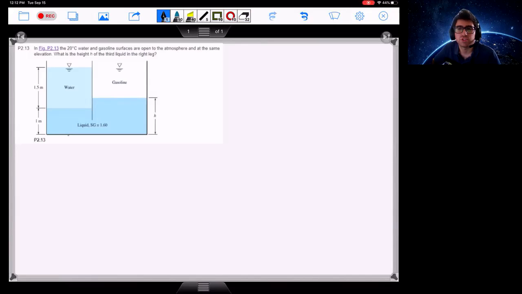So how would you approach this problem? Just don't solve it yet. Just tell me how you would approach it. We know we're looking for h, and we know the specific gravity of the liquid is 1.6 right here. What else are we forgetting, or what are we missing from this problem?